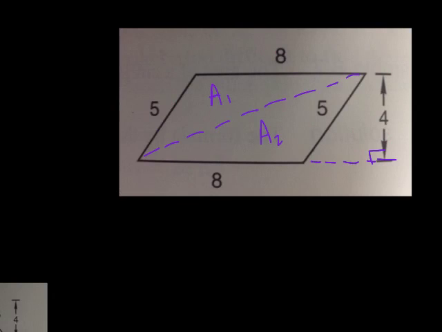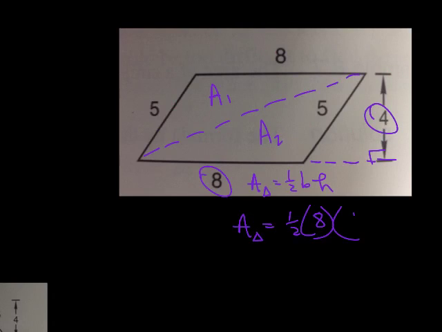So the area of a triangle is 1/2 base times height. This is the base. So the area of this triangle is 1/2 times 8. And how high is it? It's 4. Multiply those out, and I get 1/2 of 8 is 4. 4 times 4 is 16. So the area of 1/2 of that is 16. So this one is 16.